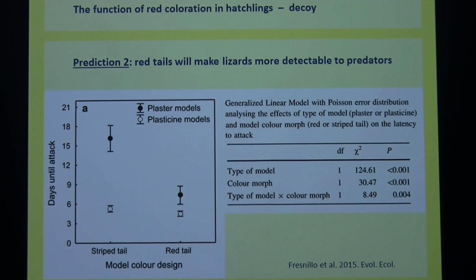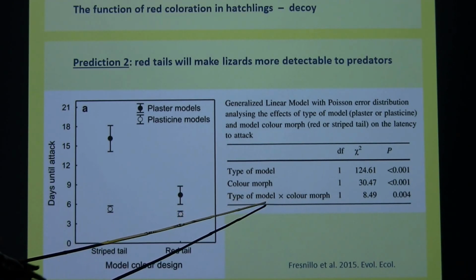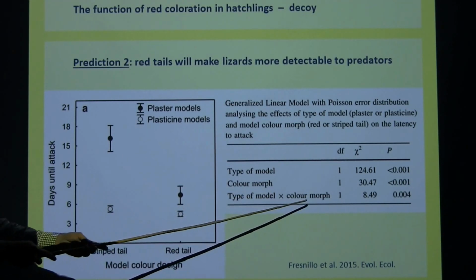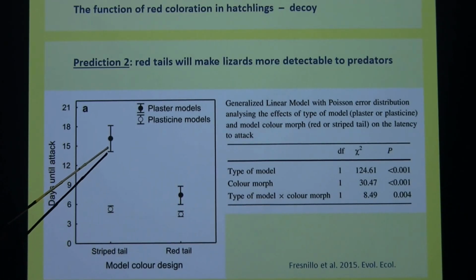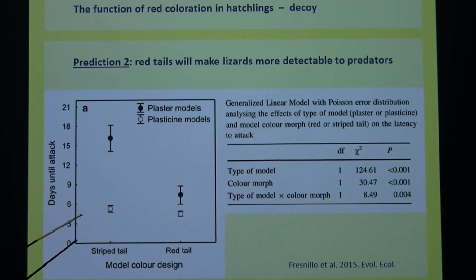We estimated detectability by predators, analyzing the number of days until the models were attacked, and found a significant interaction between type of model and color morph. In separate analysis of plasta and plasticine models, we found that models with red tail were attacked sooner than models with striped tail. But this only happened in plasta models, not in plasticine models.